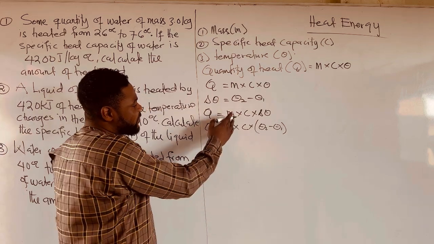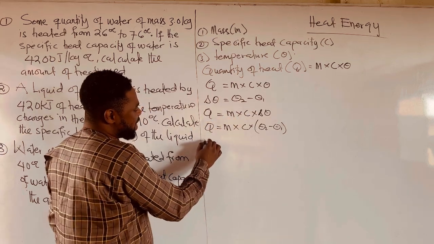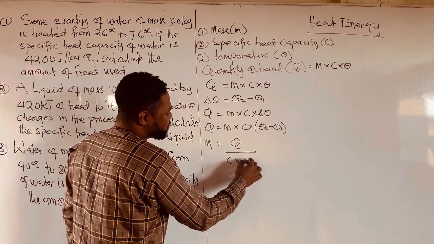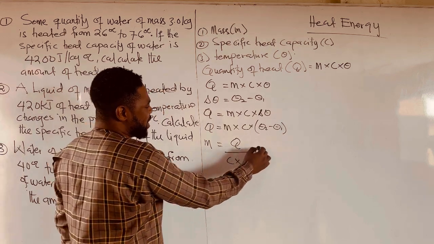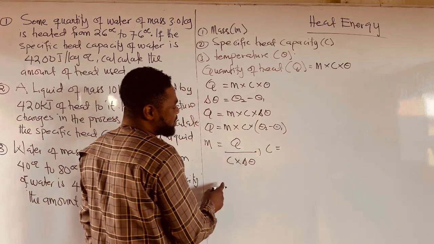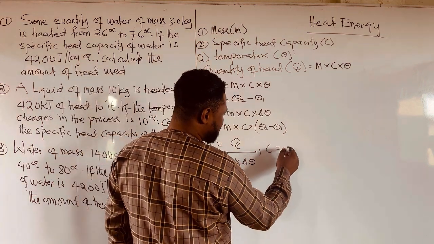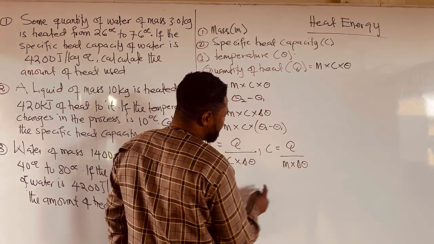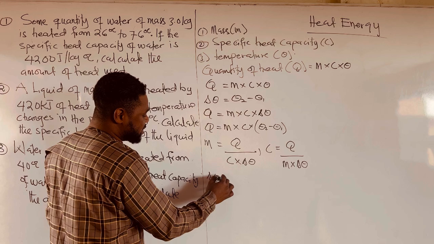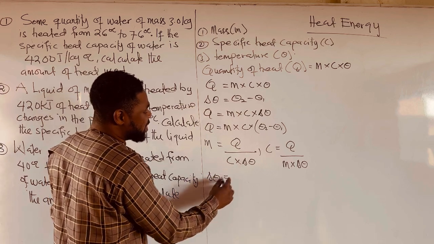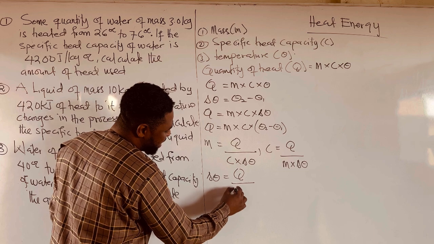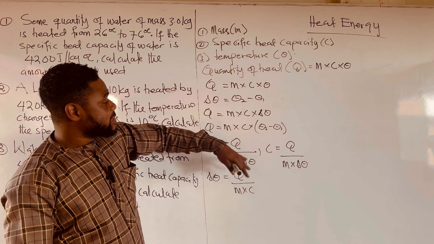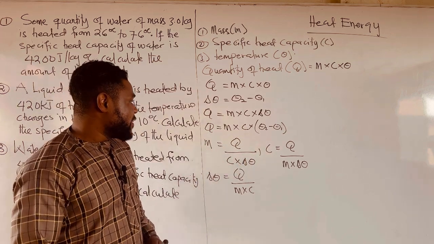Now, from this formula on the board, we can make any of the quantities the subject, or we can be asked to find any of these quantities. So we can be asked to find the mass, and our mass will be equal to Q divided by C times change in temperature. And our C, which is the specific capacity, can also be given as quantity of heat divided by mass times change in temperature. And our change in temperature can also be given as quantity of heat divided by mass times specific heat capacity. So we can make use of these formulas in calculations anytime we are asked.